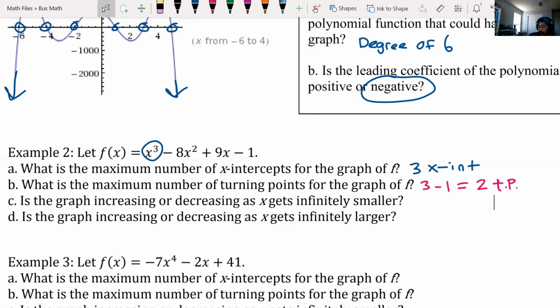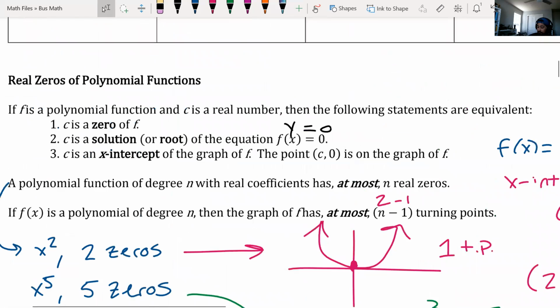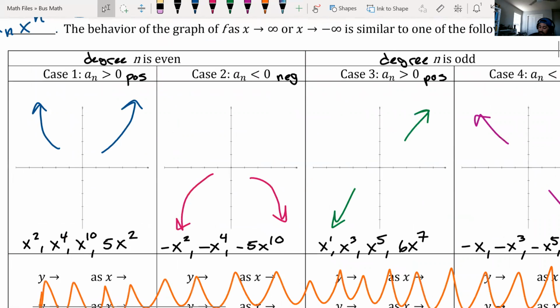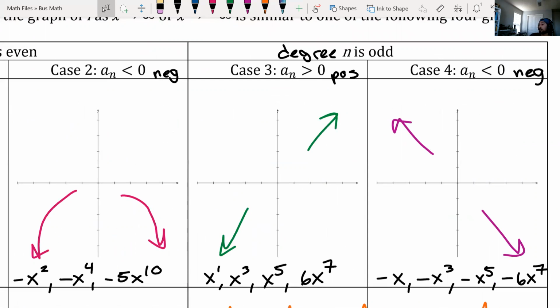So we have, first off, an odd degree with a positive leading coefficient. So this means that, let's go back to the very first page. And now we see that we have an odd degree with a positive leading coefficient. So we're looking at case 3.